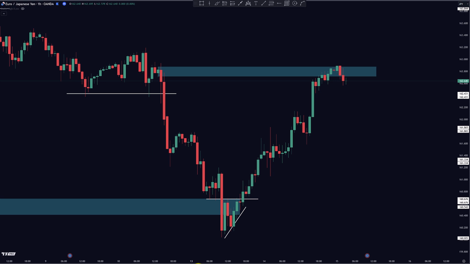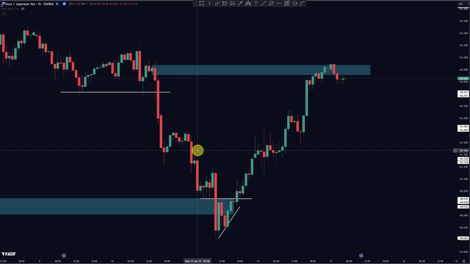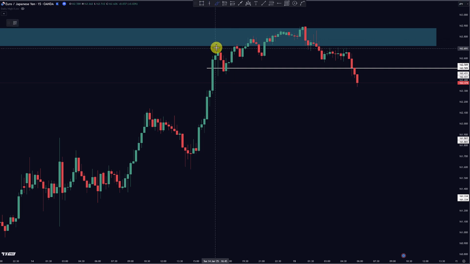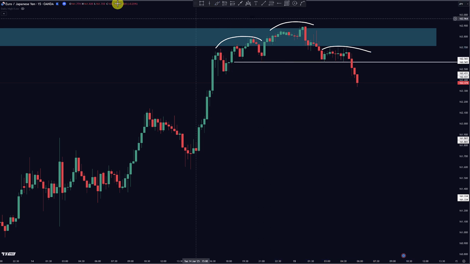We need to see signs that the bears are taking over. So we do have some level here. If we go to a 15-minute chart, we can see a head and shoulders pattern, the left shoulder, the head, the right shoulder. Our neckline could even be here.